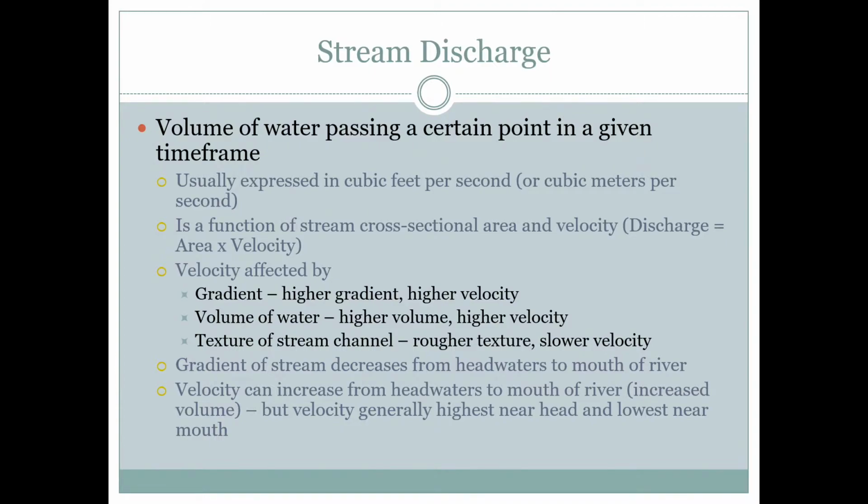As the volume of your stream goes up, the velocity typically goes up. We've all seen this at flood stage of a river, like if the James River floods. If you've ever seen the James River flooding around here, which if you've lived here any time, you have, you notice that the stream's velocity picks up, doesn't it? And then the texture of the stream channel. In other words, if the bottom of the stream channel is very rough in texture, it's going to slow the velocity down. If it's very smooth in texture, it's going to speed it up.